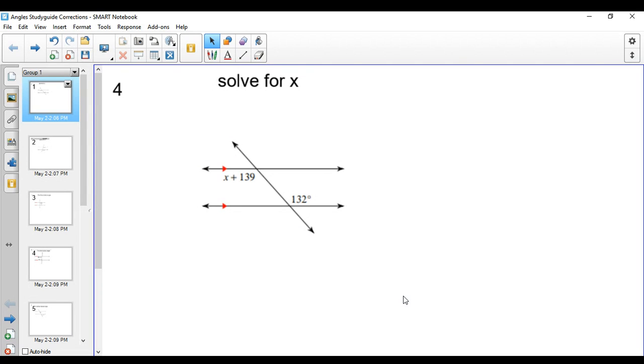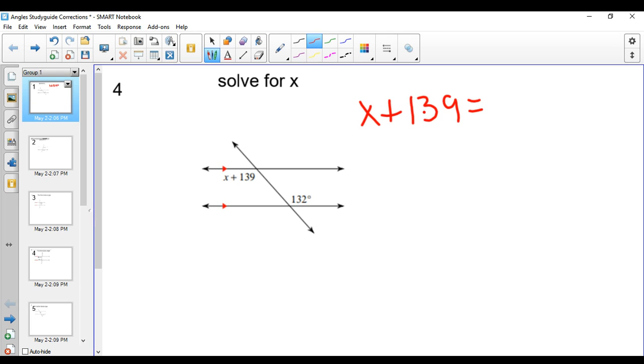So the first one we're going to look at is number 4. So it asks us to solve for x. If I look at these two angles, I know that they are alternate interior angles, which means that they are congruent or equal to each other. So I can set those two expressions equal to each other. X plus 139 equals 132.